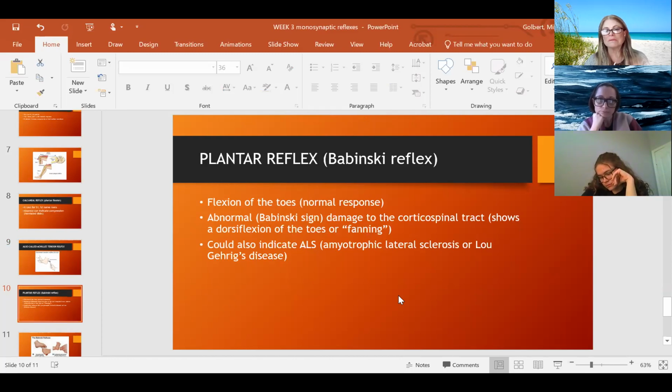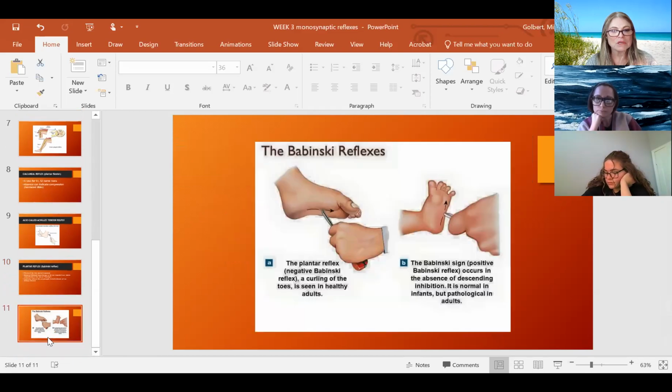So abnormal means that the toes will do a fanning effect, and could also indicate the beginning of ALS, which is Lou Gehrig's disease. And if you know this, amyotrophic lateral sclerosis is a very serious condition, progressive. The patient will ultimately die because they cannot move their muscles. It is degenerative and progressive. So when you look at that, on this side is the plantar reflex.